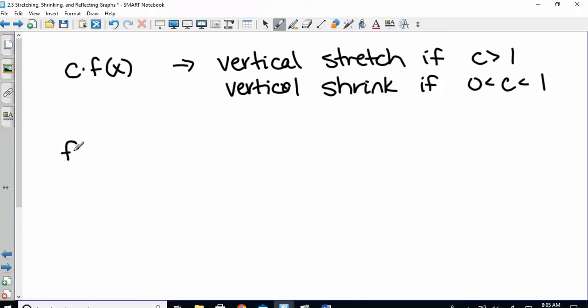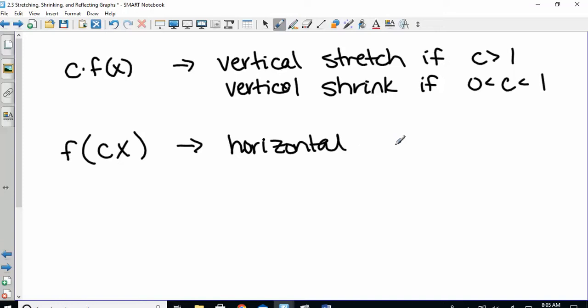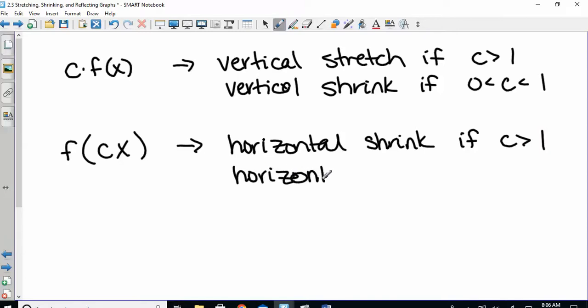Inside changes X, and it does the opposite of what we expect. So it will actually shrink it horizontally if the number is bigger than 1. And it will stretch it horizontally if your number is between 0 and 1. And when we look at examples, I will explain that in a little more detail.